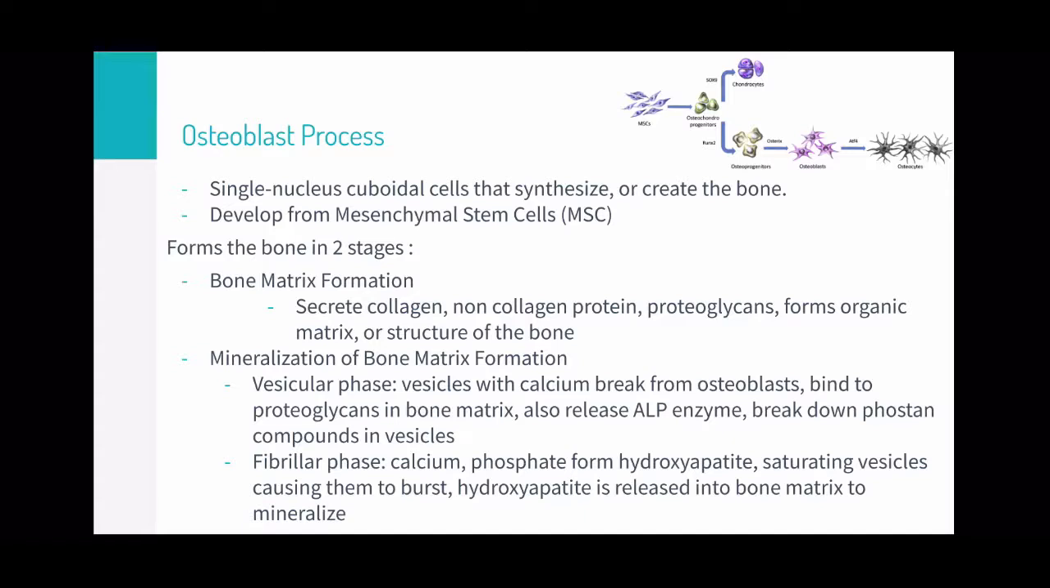Leading on to the second phase, the fibrillar phase, calcium and phosphate inside of the vesicles will form hydroxyapatite. Hydroxyapatite is a mineral that is found in tooth enamel and bones. The formation of the hydroxyapatite will saturate the vesicles, causing them to burst. The burst releases the hydroxyapatite into the body, which then mineralizes the bone matrix. Throughout this whole process, it involves a group, big or small, of osteoblasts. It does not involve only just one.